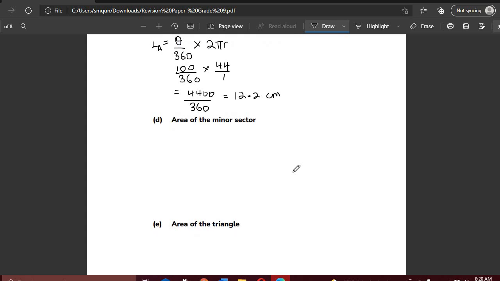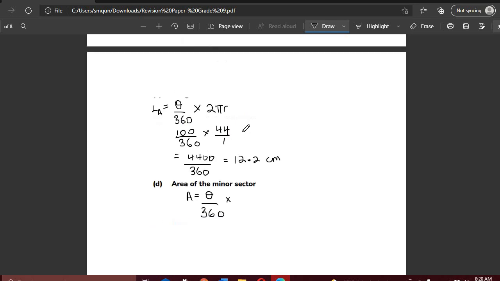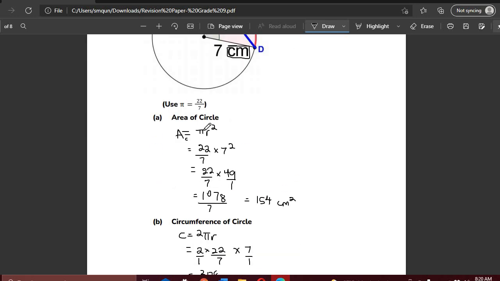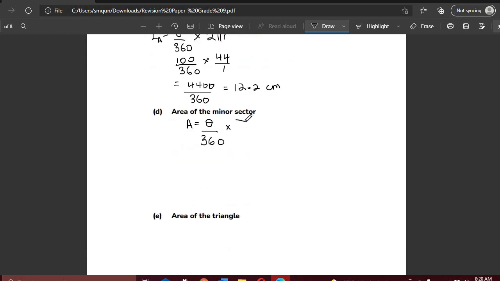Okay, next question, we have the area of the minor sector. So what we're going to do, we're going to go ahead and write our formula. So keep in mind that we're finding a part of the total area of the circle. So it's going to be theta over 360 times. Alright, so we're going to multiply this times the area of the circle, which is pi r squared. That is because we're finding a part of the total area of the circle.